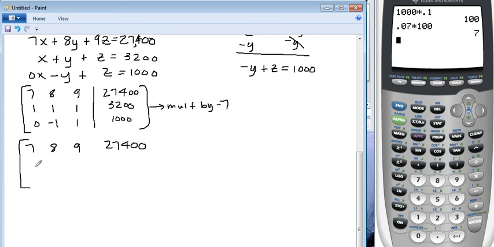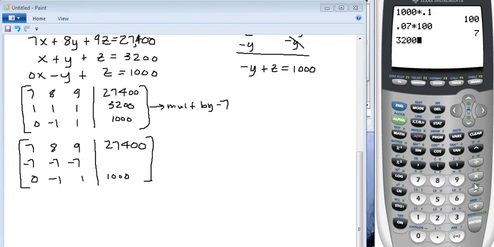All right, so what I'm going to do is I'm going to leave these two rows alone. Okay? Multiplying this row by -7. Pretty easy until I get to that one. 3,200 times -7. So I got -22,400. Big numbers here. That's okay.